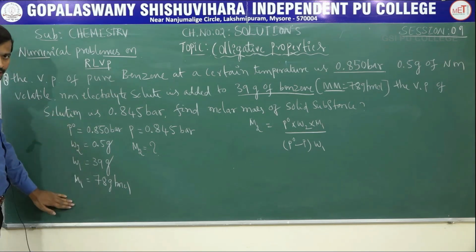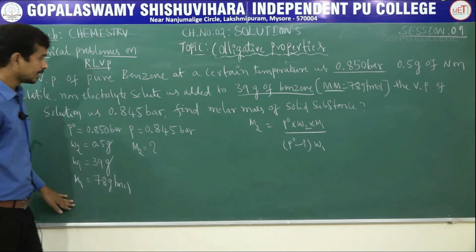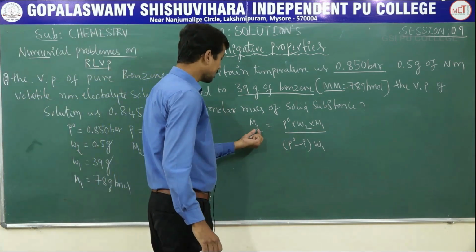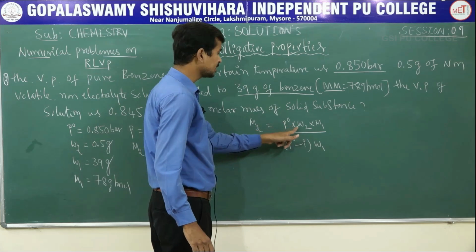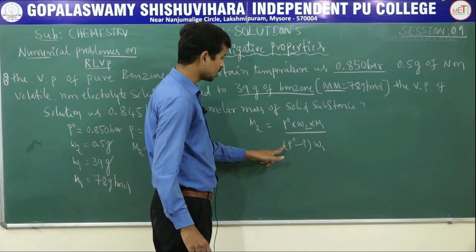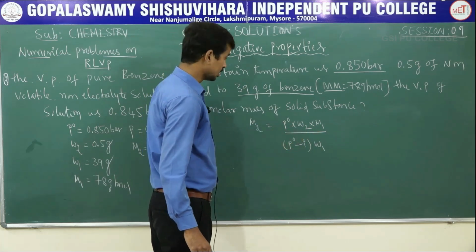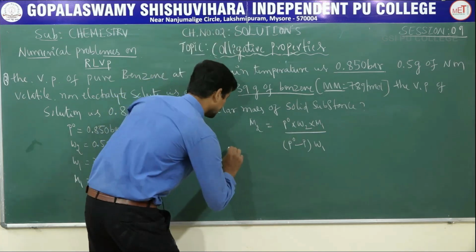Given data, you know now, right? Clear? You have to understand. Next, write down the formula. M2, molecular mass of non-volatile solute, is equal to P naught into W2 into M1 divided by P naught minus P into W1.